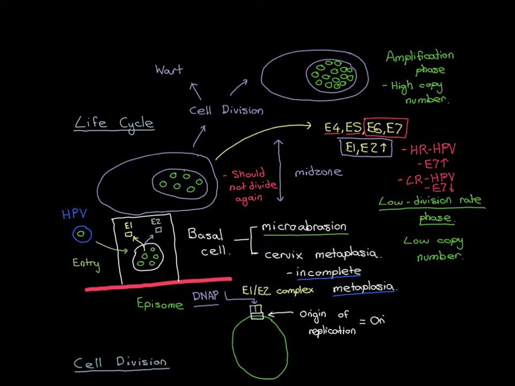So the overall result of this is that you get loads of mid-zone cells that are full with viral genomes inside their nucleus. Okay, and this can actually cause a visible growth, which is what we would call a wart. However, it doesn't necessarily produce a visible growth called a wart.